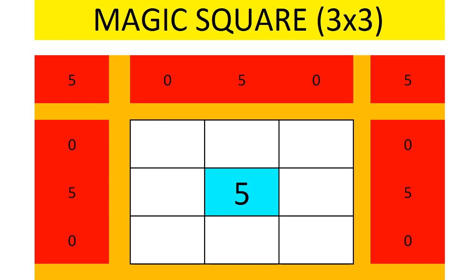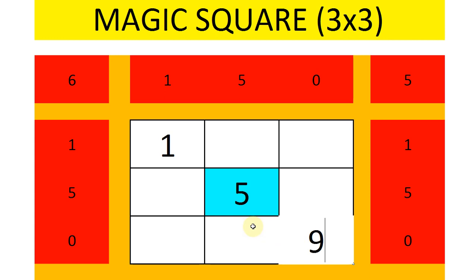So 5 is already there, as I say, so now we'll start with 1 and we'll show that 1 cannot go in a corner. So we'll put 1 into a corner, we'll put it in the top left corner, and if we do that, then that means 9 must go in the opposite corner.